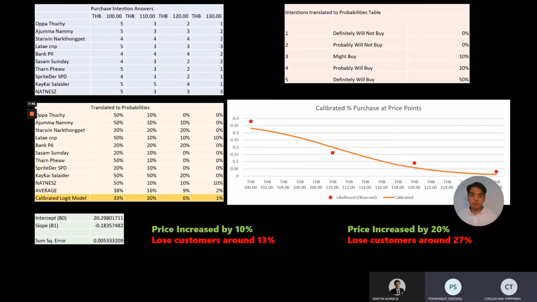Sorry, just one quick question. Yes. This is more like price elasticity of demand. It's the willingness to pay. Yeah. Okay. So how do you estimate the number? Like, price increase by 10%, 20%, you are saying that we are losing like 13-20%.